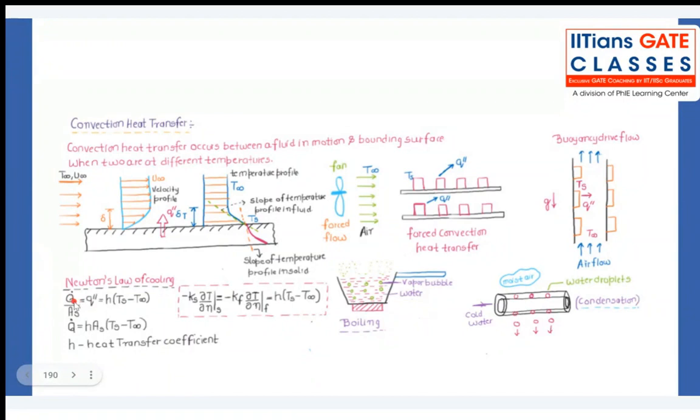or basically if you divide the heat transfer rate by the surface area, when I say surface area, it will be the top surface of the plate. So heat transfer rate divided by the surface area of the plate, this is heat flux, and it is given by h times (Ts minus T infinity), where Ts is the surface temperature of the plate and T infinity is the free stream temperature. So if you write the heat transfer rate, it will be h times As times (Ts minus T infinity).